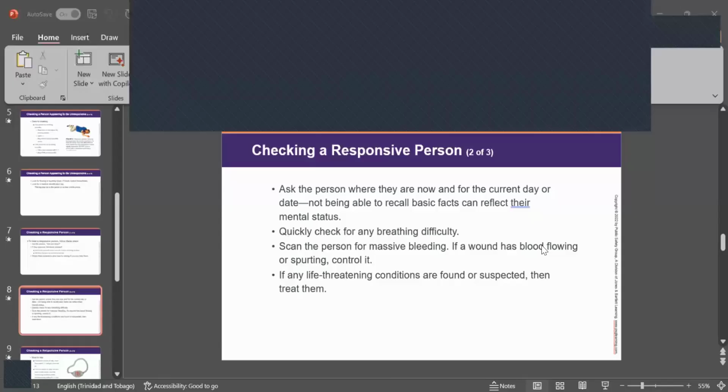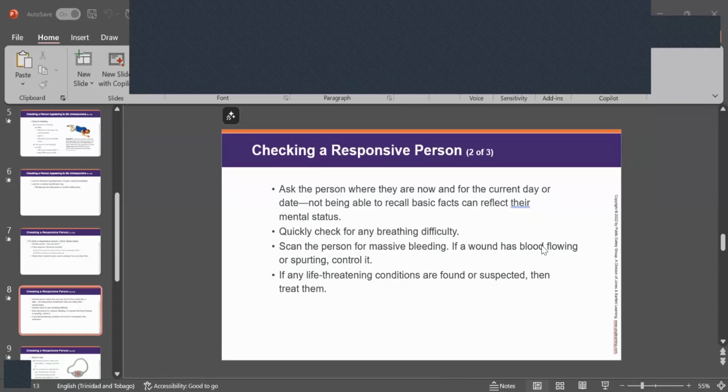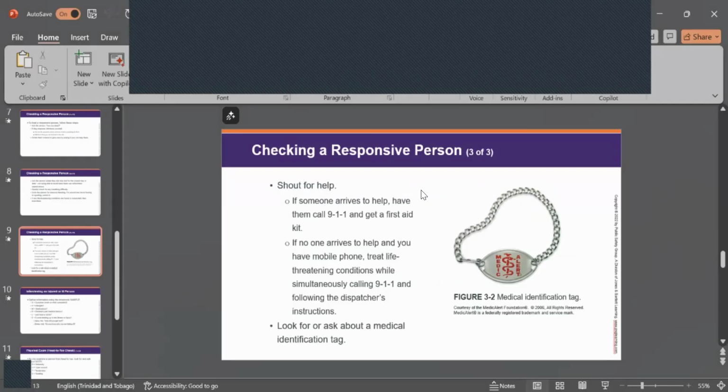Right. Quick survey for any severe bleeding, stabilize it. In terms of difficulty breathing and stuff, we'll discuss those things in another session. Always remember initially you scan for the life-threatening conditions and attempt to stabilize them. Take a note of what you've done so when the other professionals get there, you can relay that information.